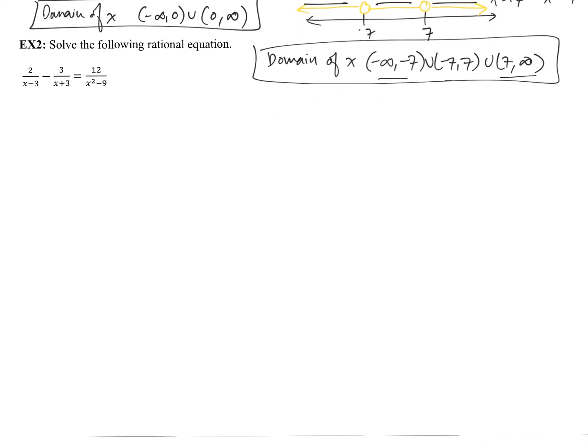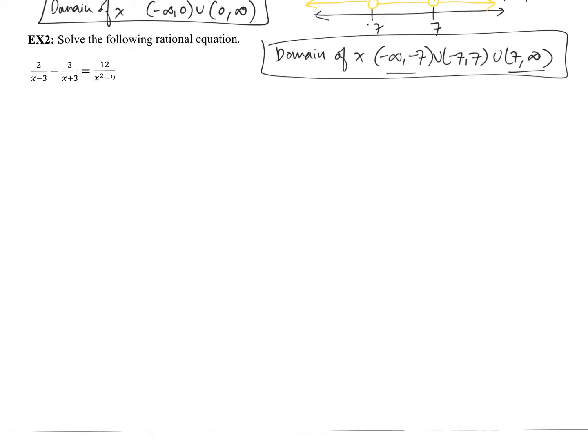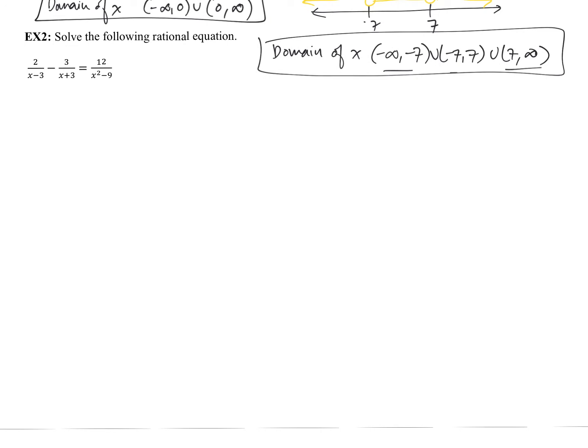So now let's take a look at example 2. Solve the following rational equation. Okay, so we have to solve it. And we have to be aware of which numbers could cause a problem. So there's two different ways to do it. You could first determine the domain for your number and then solve, or you could solve and then determine the domain. I'm going to go ahead and solve and then determine the domain.